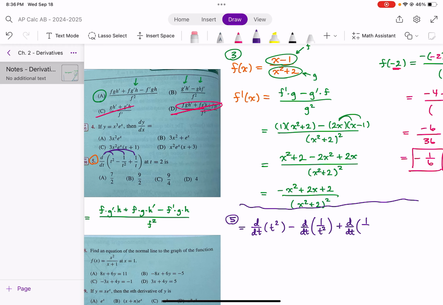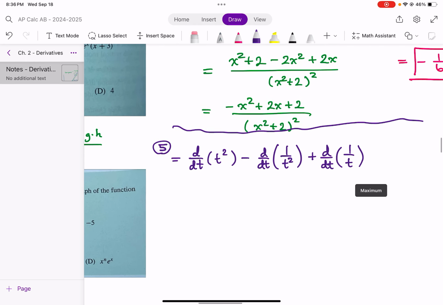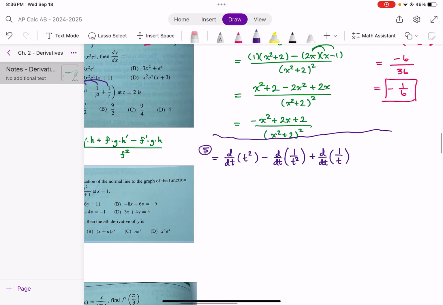Derivative of 1 over t. So let's just find this derivative first. What I would recommend, the first one's pretty easy. You get 2t. I would recommend rewriting this guy. What's another way to write it so that we could use the power rule? This is t to the negative 2. This one over here is t to the negative 1. Now I can see what the power rule is going to tell me the derivative looks like.